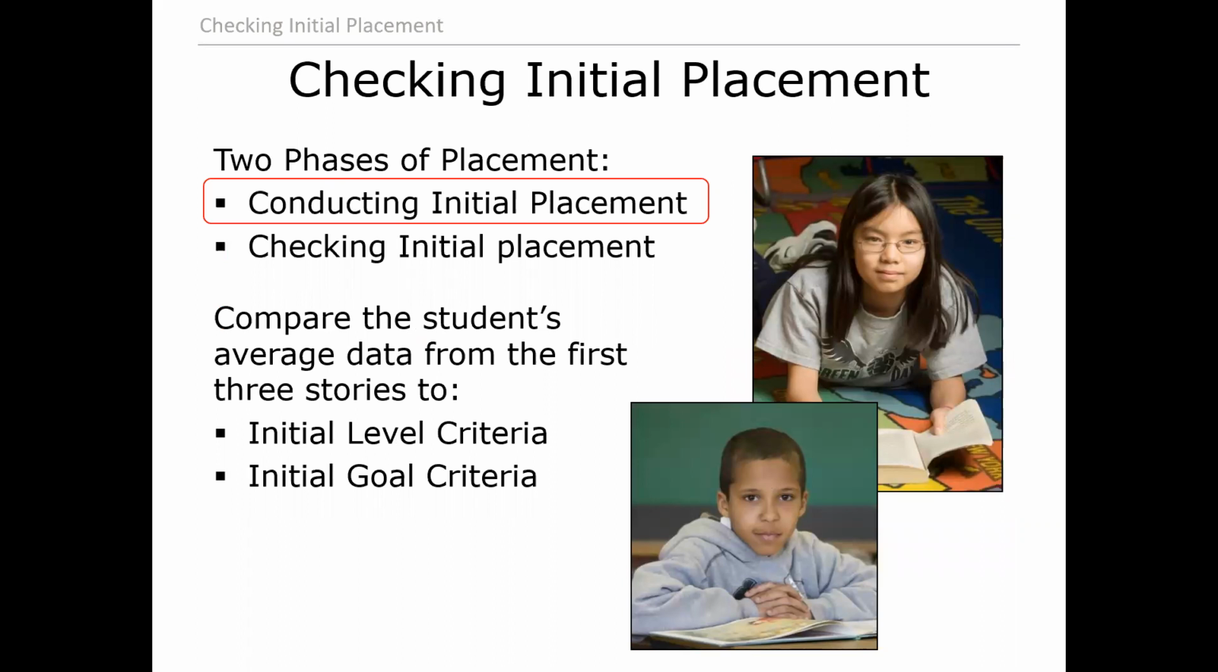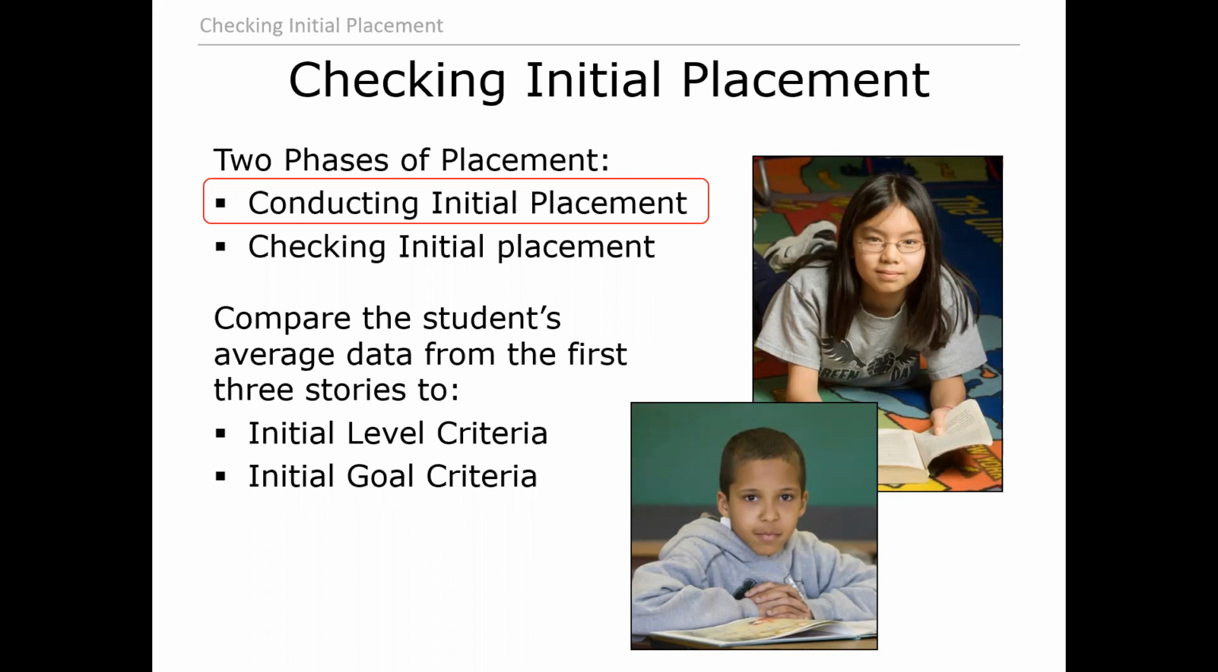So checking initial placement, if you notice, it has the word placement in there for a reason, because it is the second phase of our 2-phase placement process. In order for students to start working in Read Naturally Live, you had to conduct initial placement, right? You took them through that placement within Read Naturally Live. You selected a level to start testing. Maybe they had to try 2 or 3 different levels until you found the right fit. And that could not be avoided because students needed to get in the right level with the right goal in order for them to have content to begin working in Read Naturally Live.